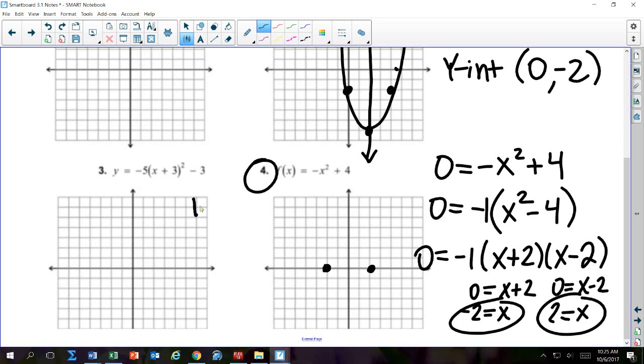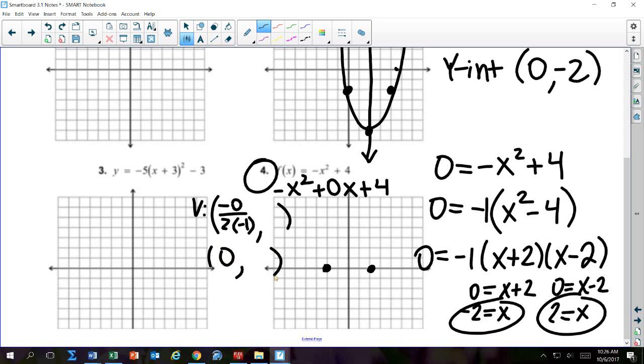So I want my vertex. Remember, I'm using -b/2a for standard form. The only problem is I don't have an x term. So what placeholder could you use? -x squared plus 0x plus 4, right? You don't have an x term, it's a 0x. -b, my b value is 0 over 2a. A is -1. So I'd end up with 0, something.